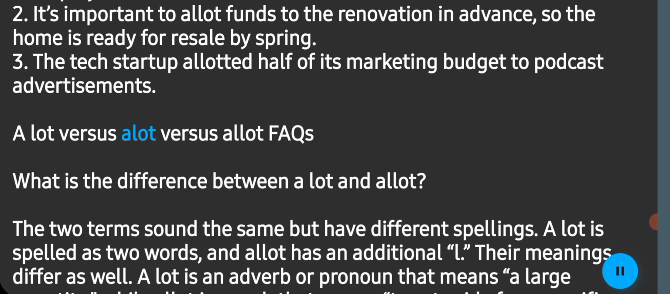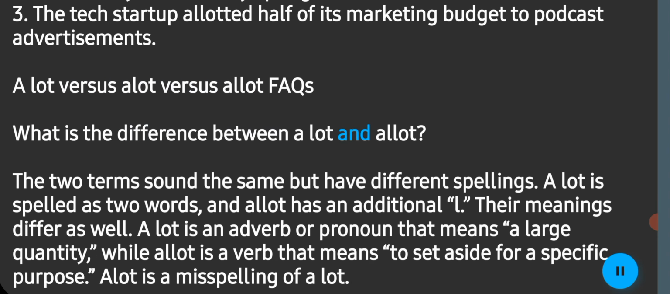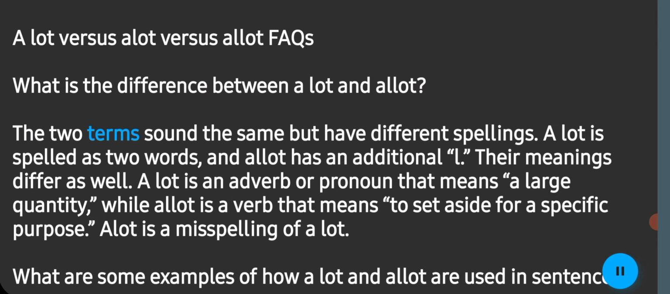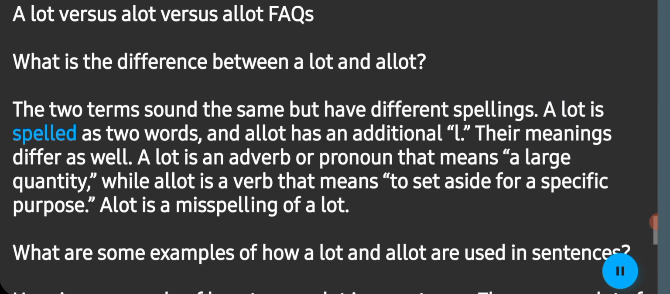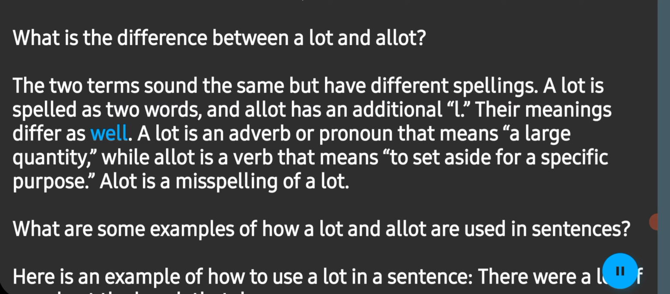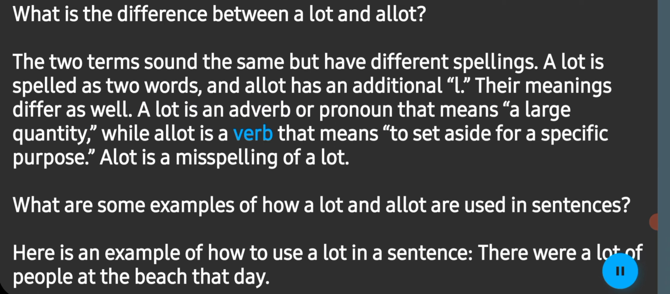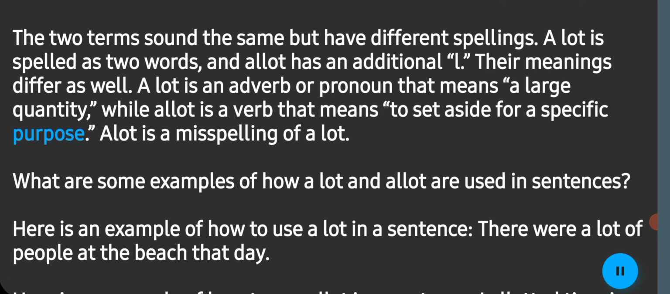"A lot" versus "allot" facts. What is the difference between "a lot" and "allot"? The two terms sound the same but have different spellings. "A lot" is spelled as two words, and "allot" has an additional "l." Their meanings differ as well. "A lot" is an adverb or pronoun that means a large quantity, while "allot" is a verb that means to set aside for a specific purpose. "Alot" is a misspelling of "a lot."